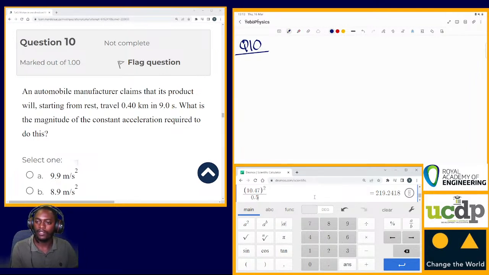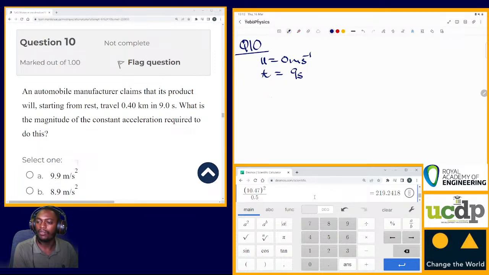So what are we given in our question? We're going to write down the data that we're given. First, we are told that, starting from rest, which means that the initial velocity is 0. I'll denote the initial velocity using a u. So u is 0 meters per second, and we have got a time of 9 seconds.